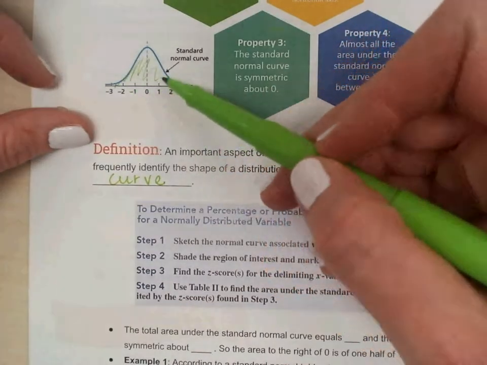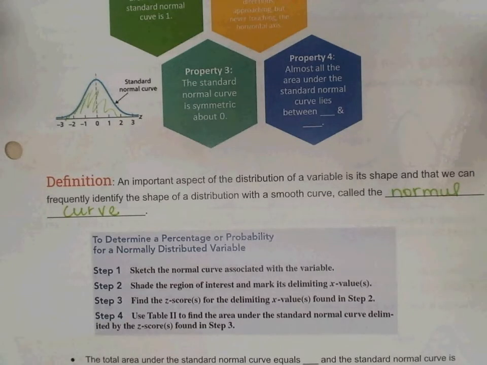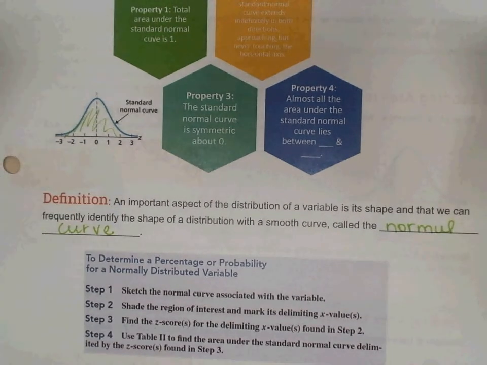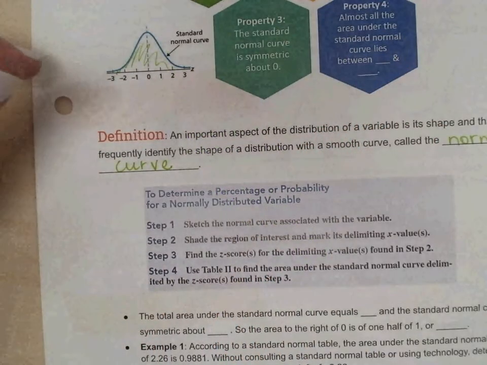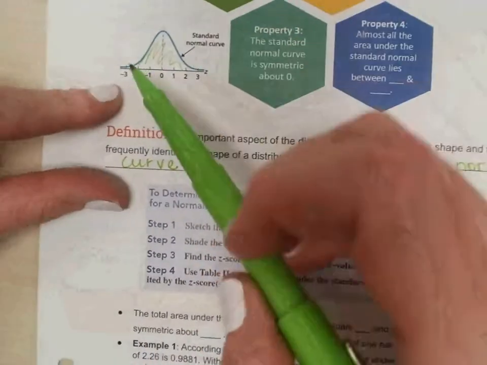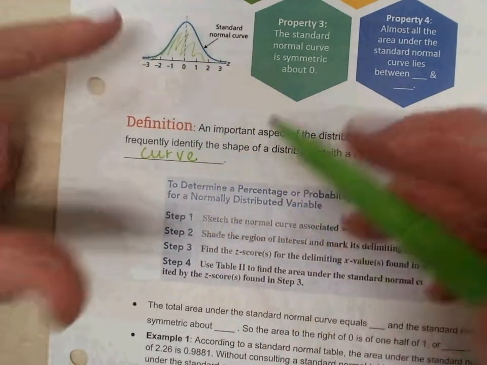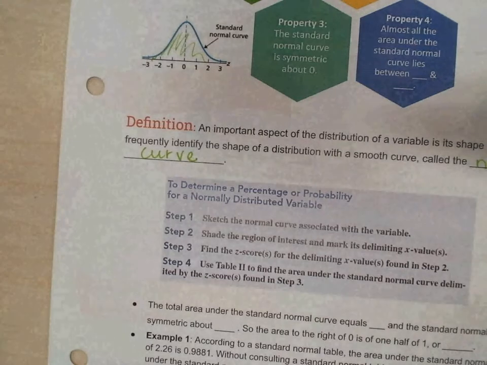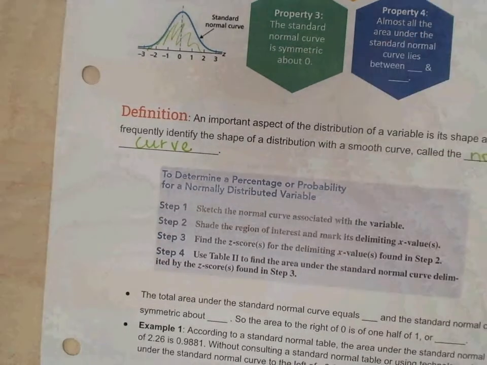So property 2 then, can you read that one for us, please, Dylan? The standard normal curve extends indefinitely in both directions, getting closer to the horizontal axis. Excellent. So we have the horizontal axis, we have the curve, and notice there is space between the curve and the horizontal axis. It keeps going on, gets closer and closer forever. We call that an asymptote, if you remember from Algebra 2.